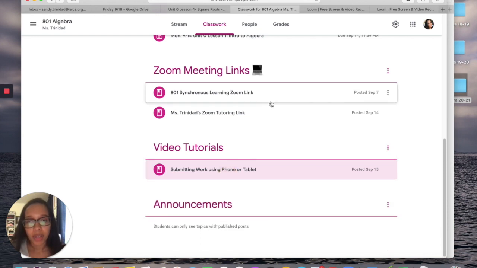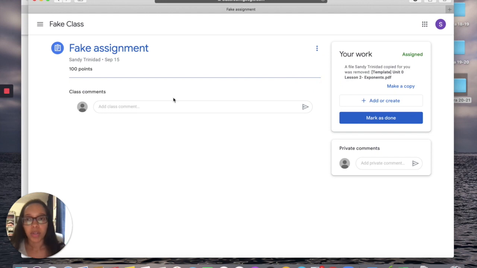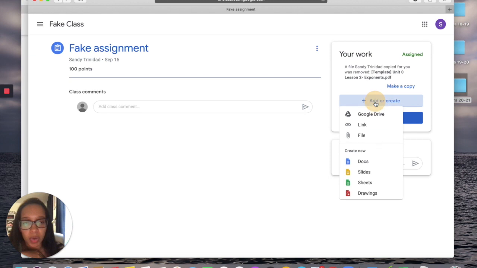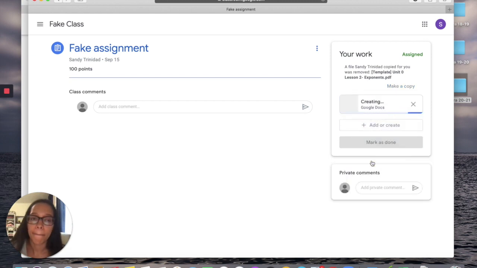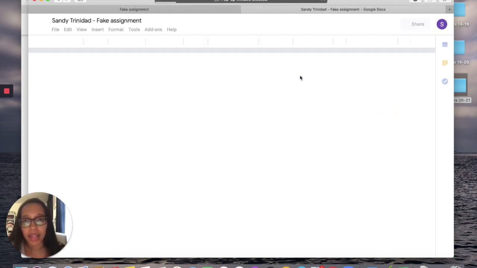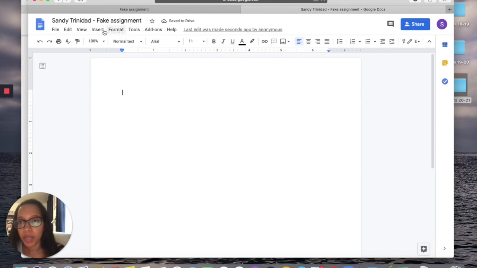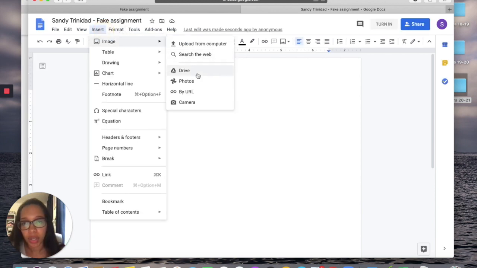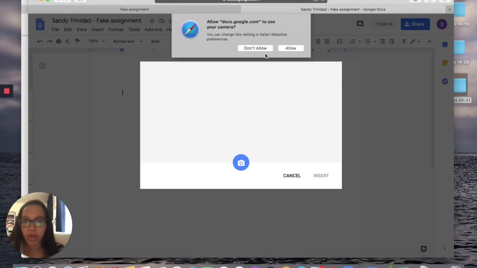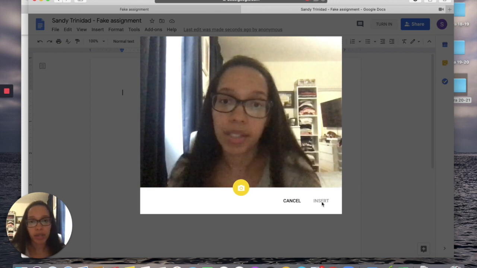The other thing you can also do, if you don't have a phone or a tablet and you want to submit a picture using your Chromebook, I'm going to show you using this fake assignment that I made. You can also add or create a Google Doc. It's taking a little long. And inside that Google Doc, you can always insert an image and then click on camera, and it'll allow you to use your camera. Let's allow it. Okay, I'm going to insert a picture of me.